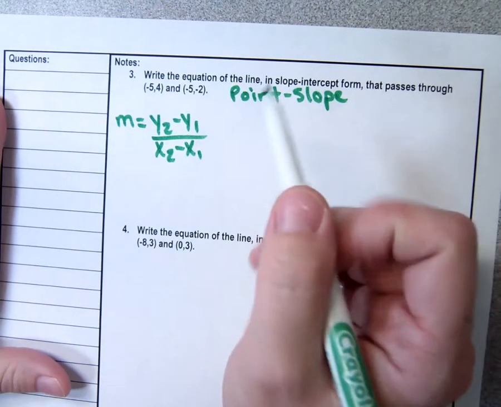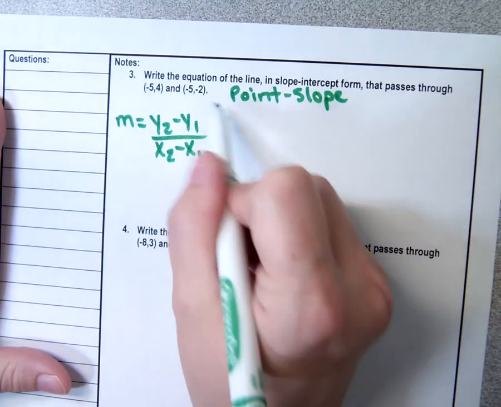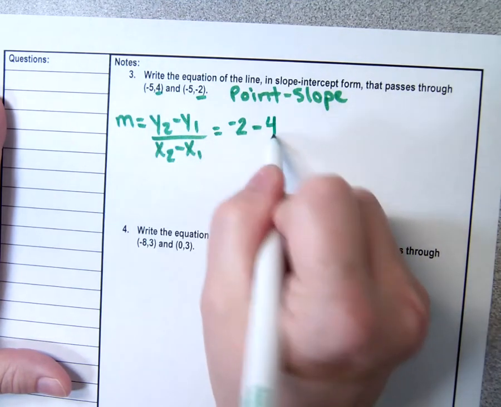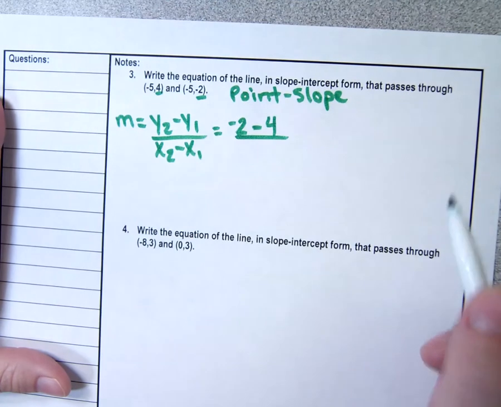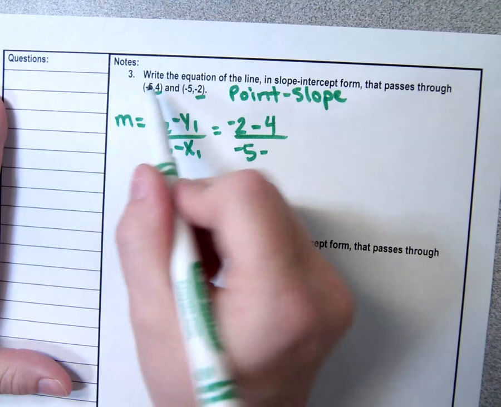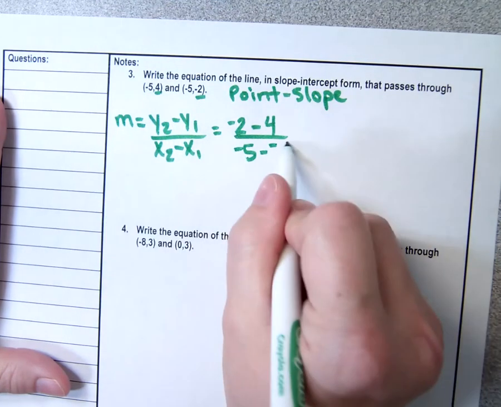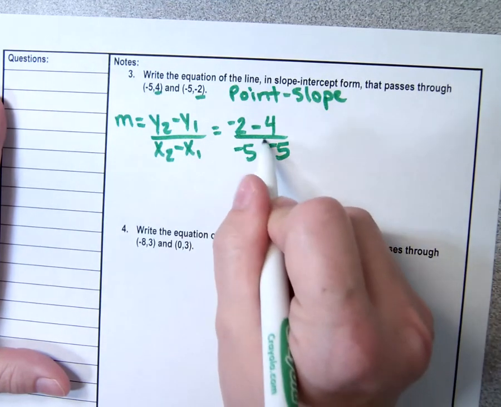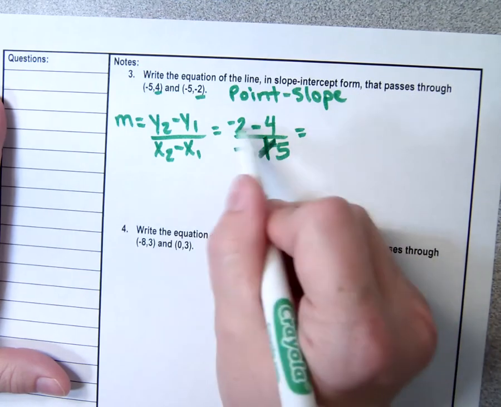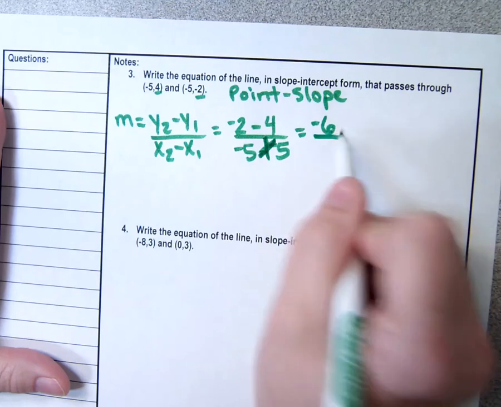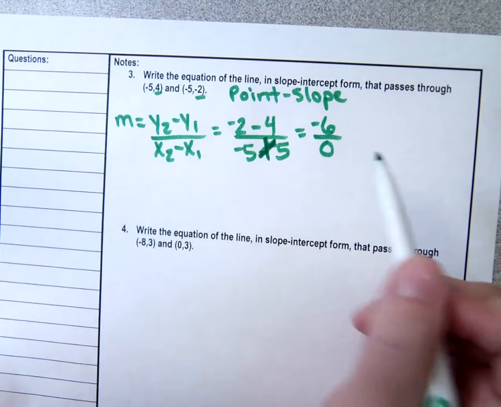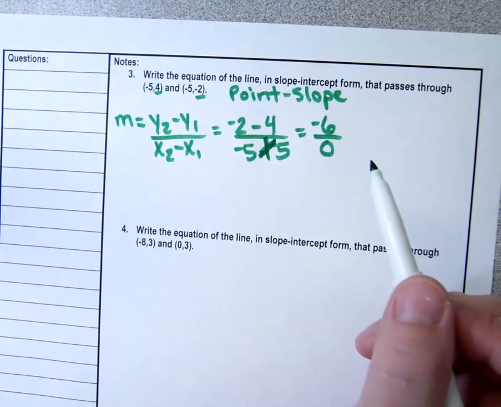How will I write y2 minus y1? -2 minus 4. How about x2 minus x1? Negative 5 minus negative 5. What happens with that minus the negative? Big plus. How much is negative 2 minus 4? Negative 6. How much is negative 5 plus 5? 0. Now what is that?